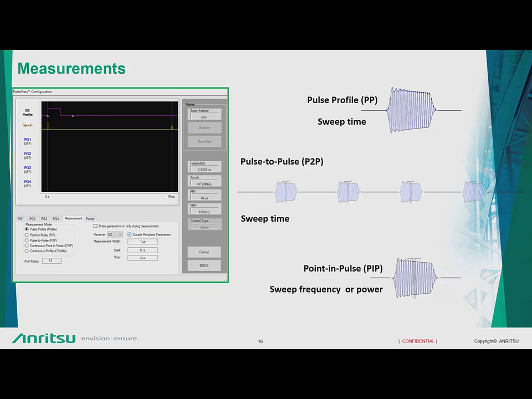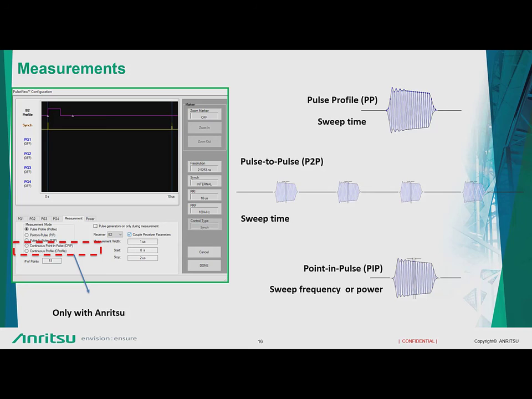So basically if you want to measure pulsed S parameters, you would want to sweep frequency, and you can also sweep power while doing a point in pulse. So these three are the main ones, but we also have something called continuous point in pulse and continuous profiling, in which in one single acquisition, the response that the DUT is giving for a particular pulse for a very long duration of time can actually be characterized, and this is only available with Anritsu. If you're interested to know more about these two functions, you can always send us an email and we can help you out with the demonstration.